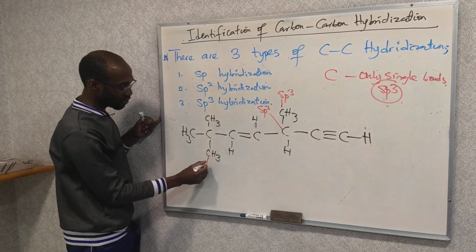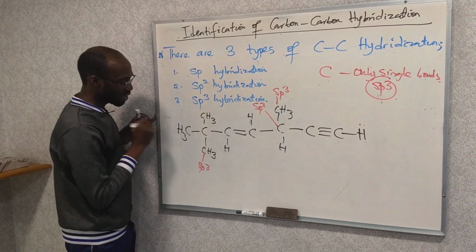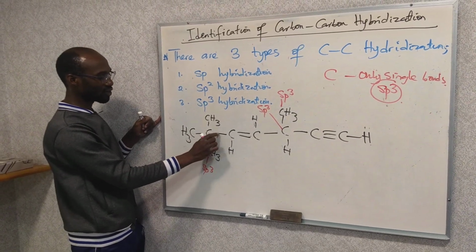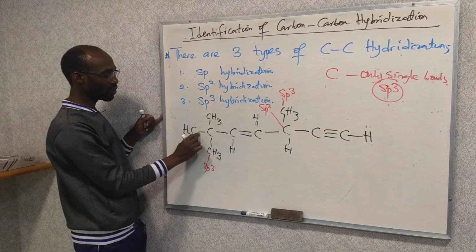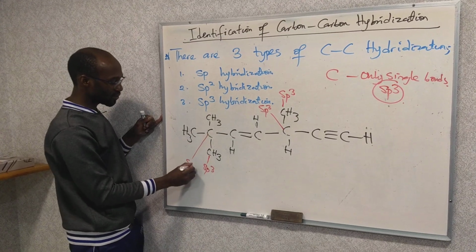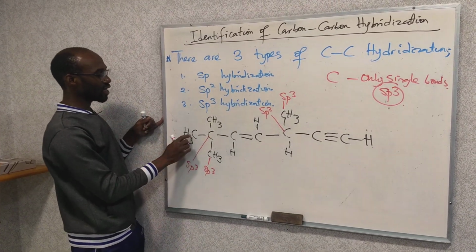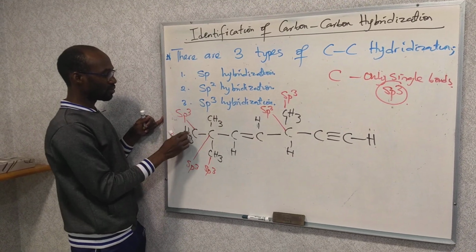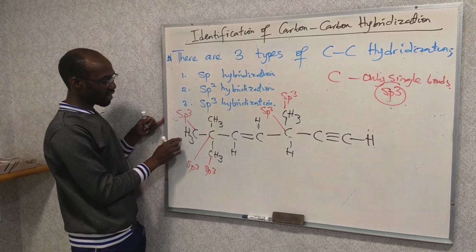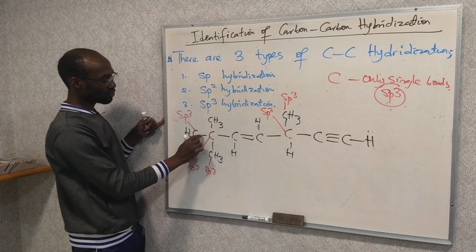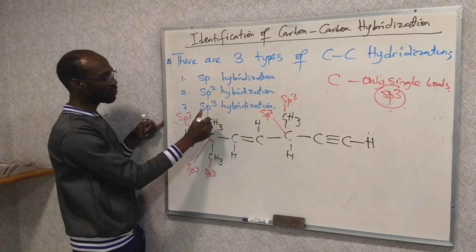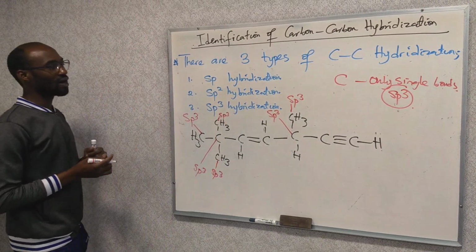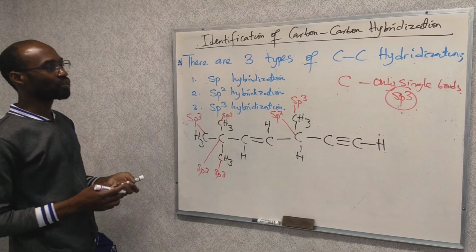So this carbon is sp3 hybridized. This carbon is also sp3 hybridized because it's surrounded by only single bonds. If you take a look at this carbon, it's single bonded to 3 hydrogen atoms and single bonded to 1 carbon atom. So the same with this carbon, it is also sp3 hybridized. Now let's go to sp2.